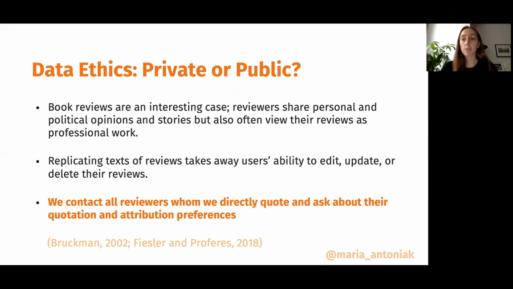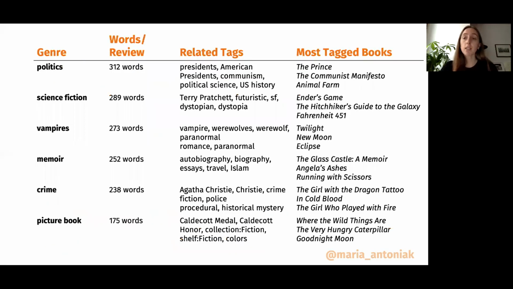Most of the people we message responded, even if their review is many years old, and asked to be quoted by name or username, which I think goes to show how much pride and ownership these reviewers take in their work. To get oriented, here are 6 examples of our target tags.